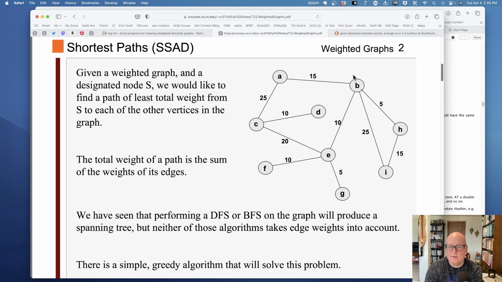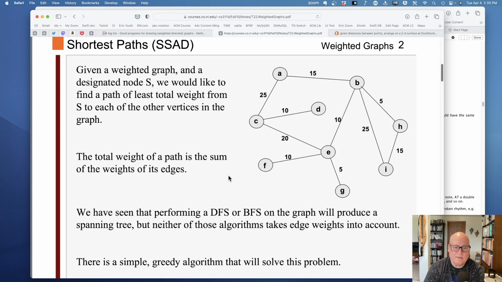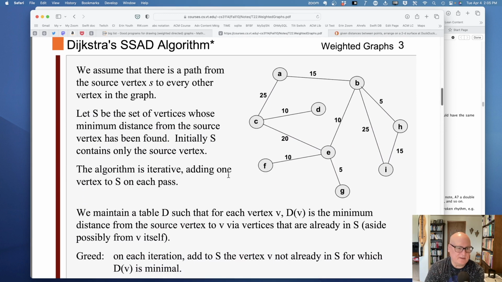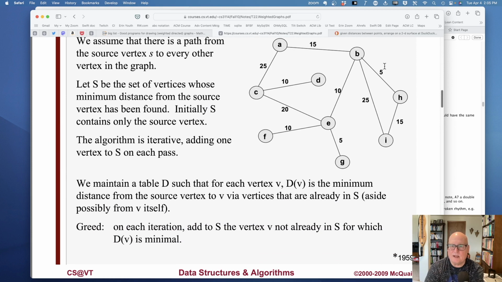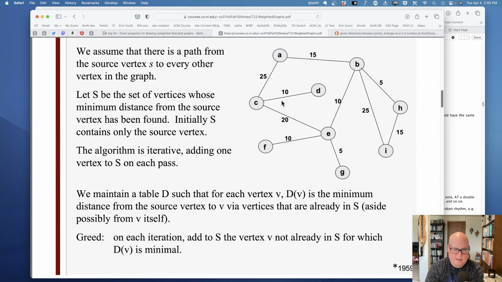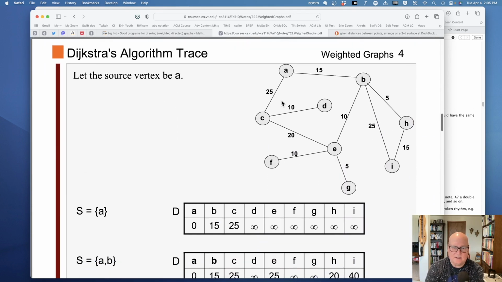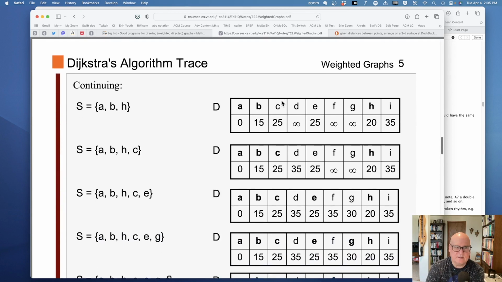20, 30, 35. Okay, so it would actually be better to go CEBH rather than CABH. And that's the classic traveling salesman kind of thing. I want to minimize my cost of getting from A to B, or making a loop or whatever. And Dijkstra had an algorithm for this, and I'm not going to go through it.